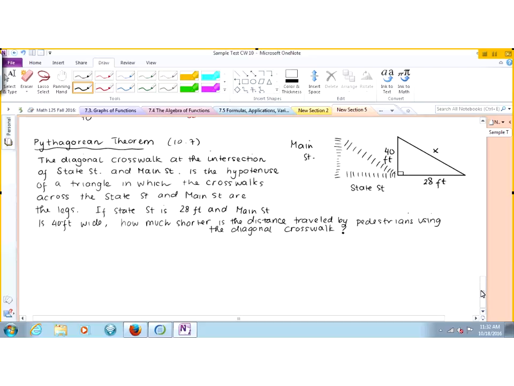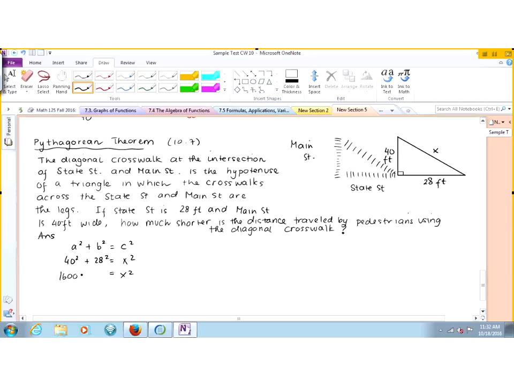Okay, so you want to know this one, right? Yes. You want to know x. Yes. So a squared plus b squared is equal to c squared. What is your a squared? 40 squared plus 28 squared is equal to x squared.